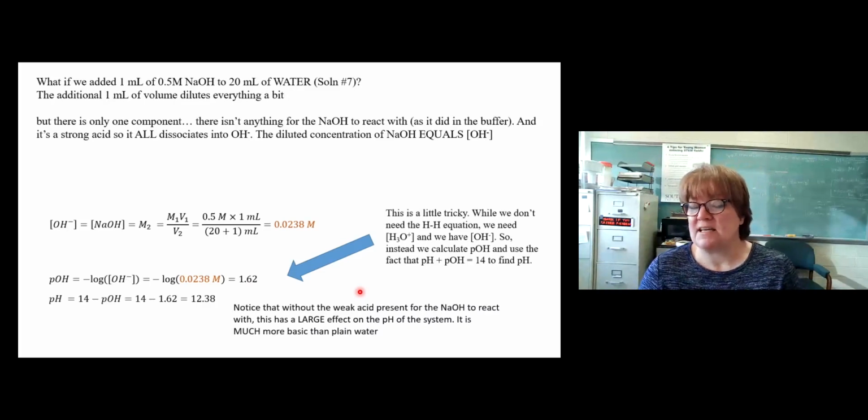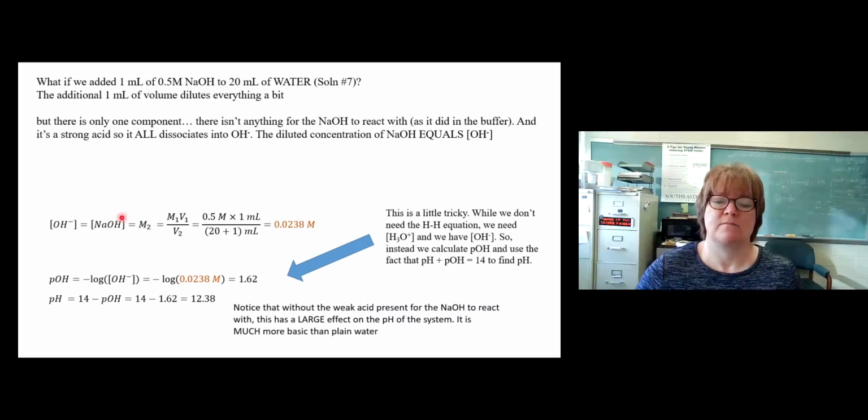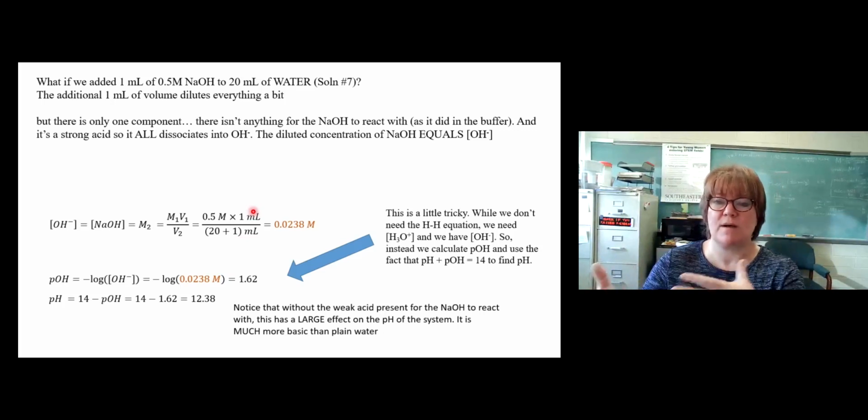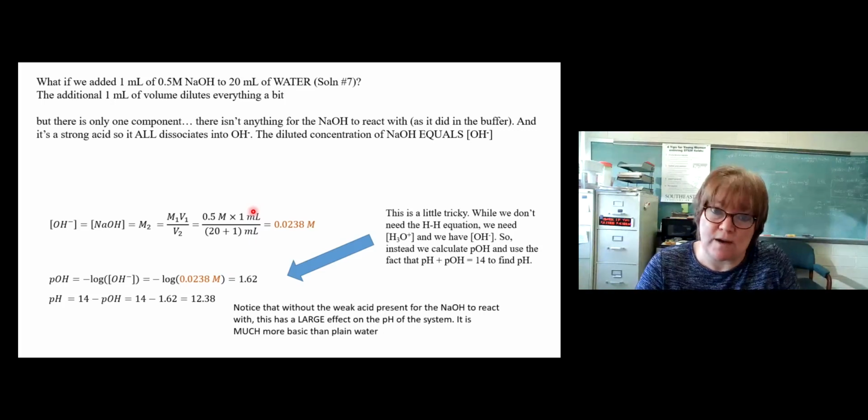Same thing if I added 0.5 molar sodium hydroxide to water. I dilute it, I get a dilution factor, but this is a little bit tricky. Remember, what I'm making there is hydroxide ion. Sodium hydroxide would dissociate into sodium ions and hydroxide ions. I want the pH, which has to do with the hydronium ion concentration.